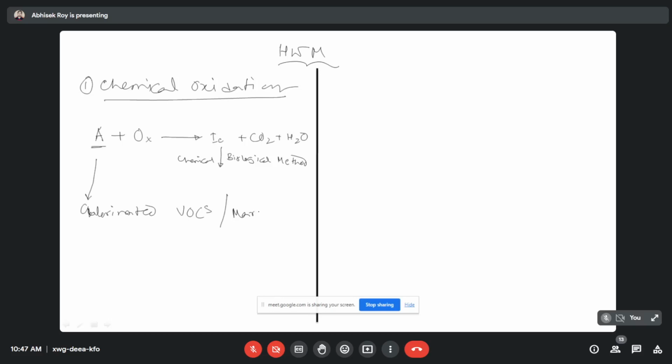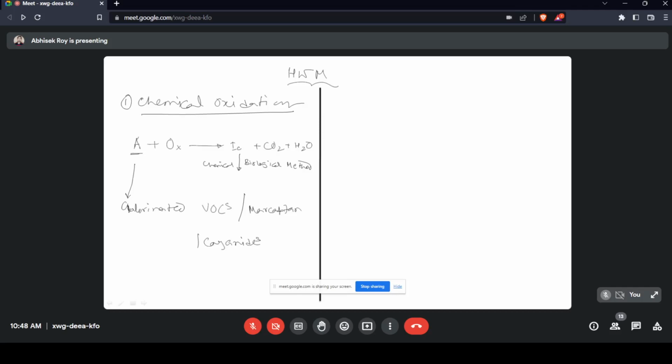Also, we can use this for inorganics like cyanides. Cyanides also can be chemically oxidized and converted to some non-toxic compounds, or we can say we can detoxify them. So that's how we will use chemical oxidation in treating hazardous waste.